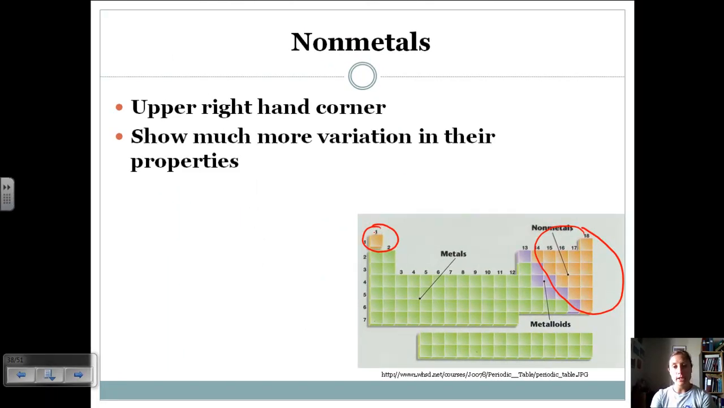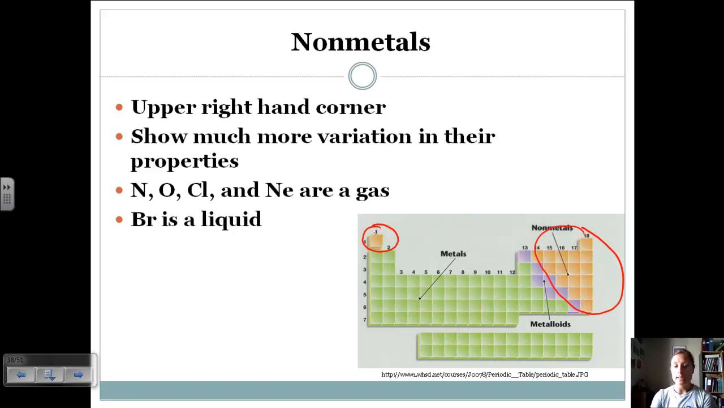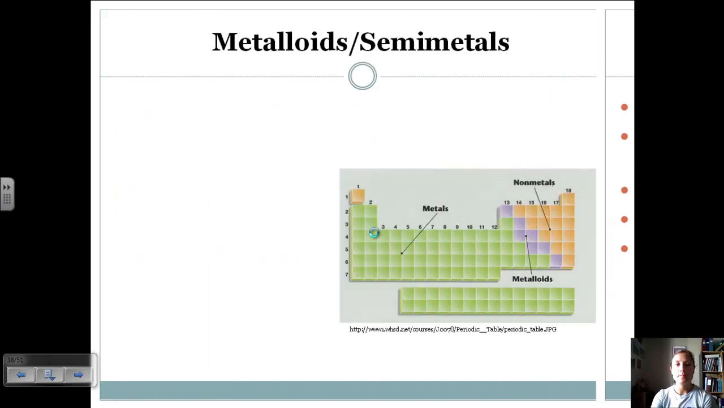Nonmetals show much more variation in their properties than metals. We have those four very physical characteristics, and we don't really have those same types of characteristics for nonmetals. They're much more varied. Nitrogen, oxygen, chlorine, and neon are all gases. Bromine exists as a liquid, and copper, phosphorus, and sulfur are solids. So they have a lot more variation.